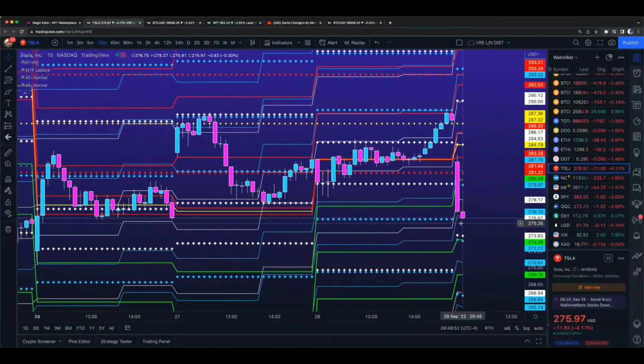We're due for some life-changing event in these markets. Oh, big time. Look at Apple, 143. Wow. Jesus.